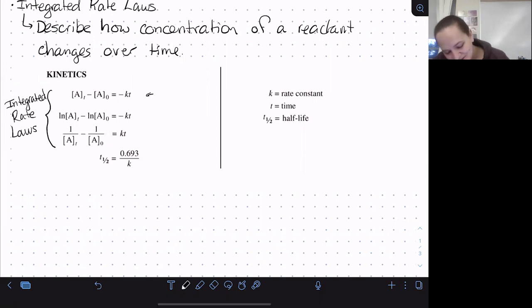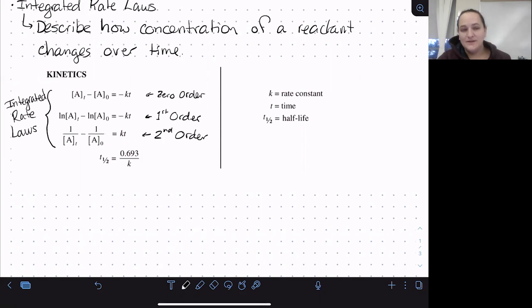So this first one is for a zero order reaction. The second one is for a first order process. And then the last one is for a second order process. So you will notice that they are different for each order. So you need to make sure you're always using the correct one. But other than that, solving integrated rate law problems is mostly just a matter of picking out the right variables and plugging them into the right equation.